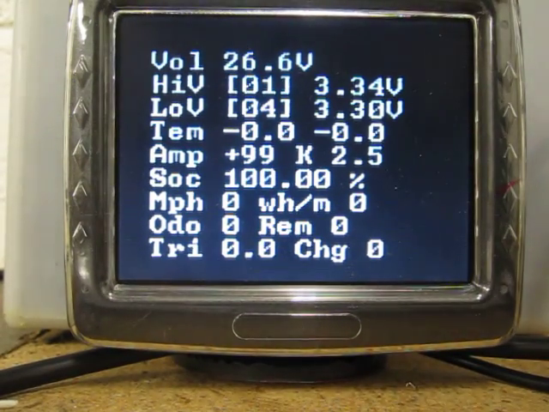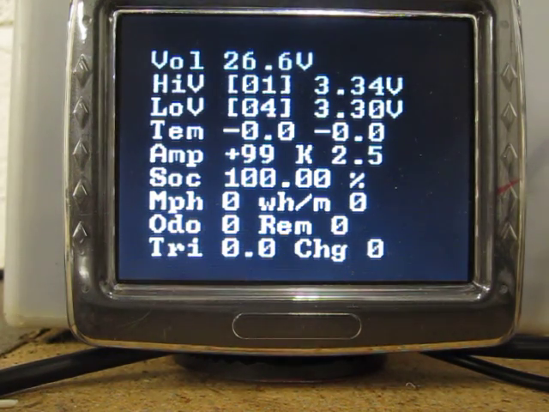Quick demonstration of the new EEPROM error logging facility, which records errors that occur when the BMS is in operation into the special I2C EEPROM IC. So at the moment we've got the system running an 8-cell setup, and I'm now going to simulate an error by disconnecting the lead to cell number 8 in my 8-cell setup.